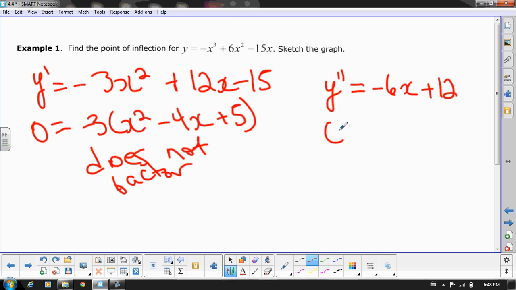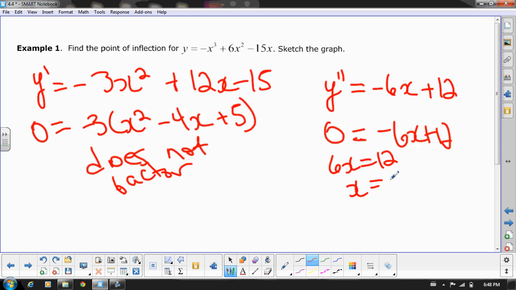Now the second derivative, so when I set that equal to 0, we'll have negative 6x plus 12. So 6x equals 12. So that means x is equal to 2. So that means there's inflection at x equals 2.